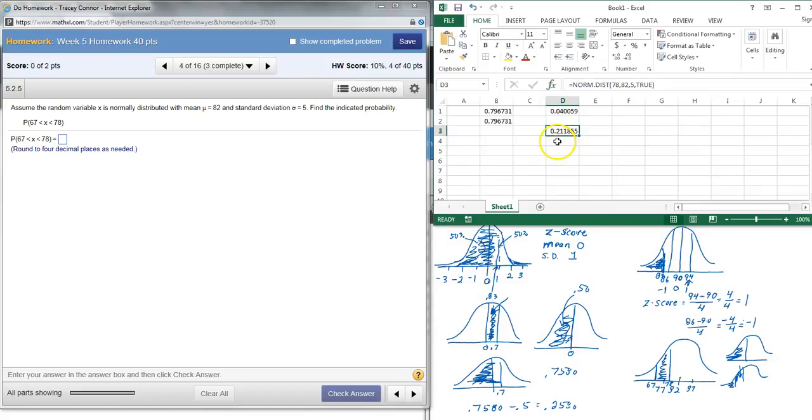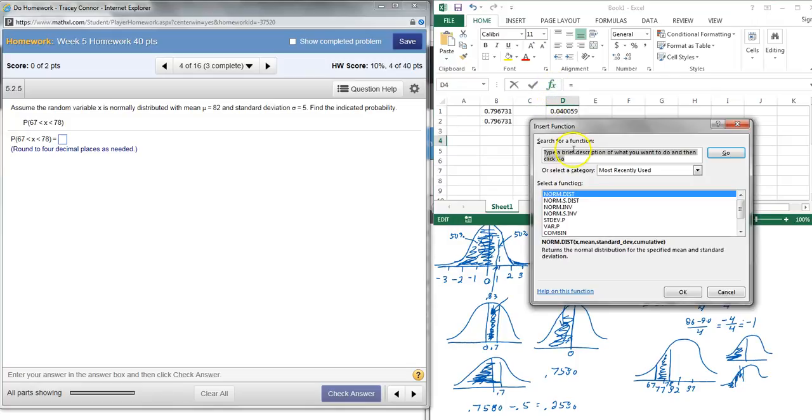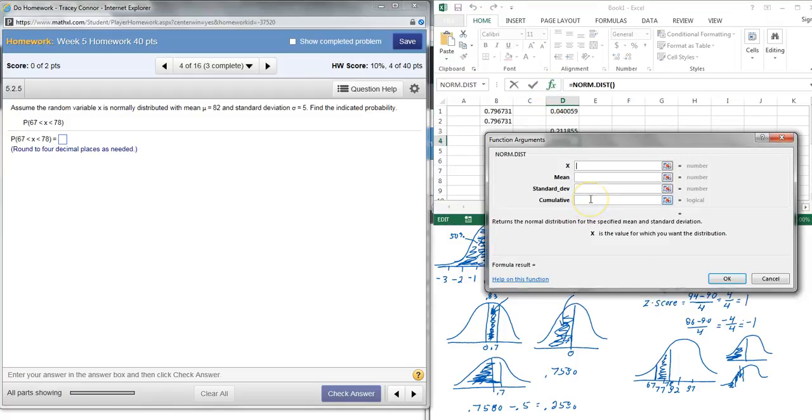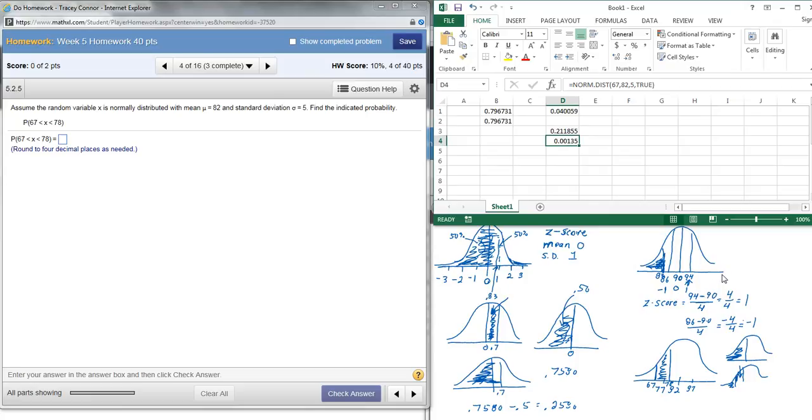So we're getting a probability of x being less than 78 is 0.211855. Now we're going to do the same for the 67. So now we're going to do 67, and then a mean of 82, 5, and then again true. And then we get a probability of 0.00135. So if we go back over here with our 67, this little probability here is 0.0014. This big probability here is our 0.21186.